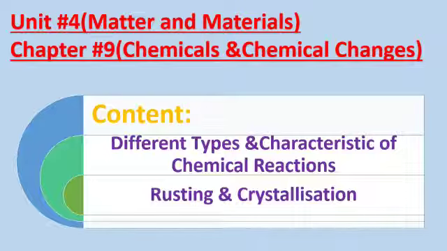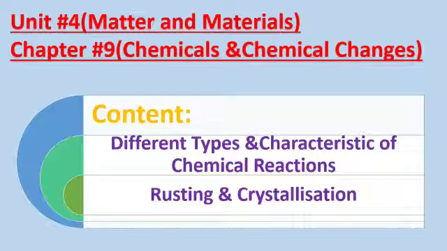What is rusting? When a reddish brown layer forms on iron, it is called rusting, and the chemical formula of rust is iron oxide. What is crystallization? The geometrical shape of any element is called crystallization.